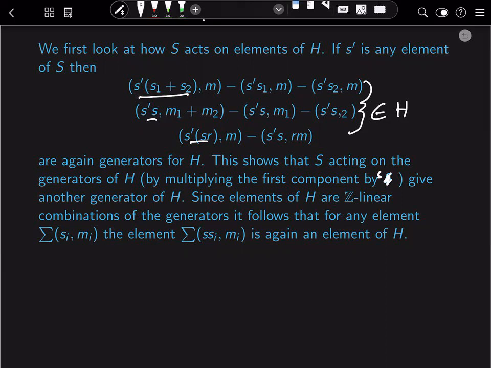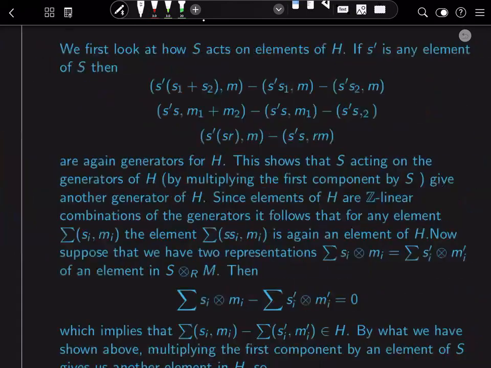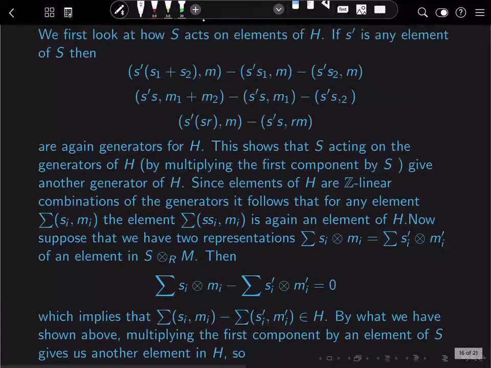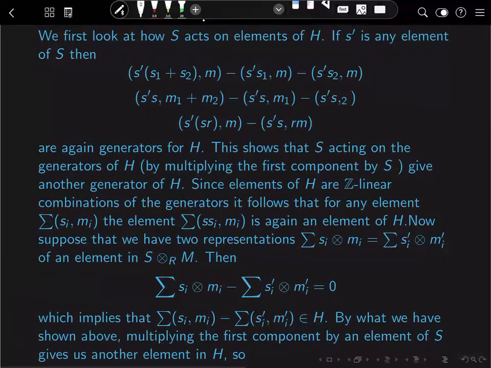And since elements of H are, of course, just Z-linear combinations of the generators, it follows that any element, so this is just some element of H, as a sum of the generators, we can just write it this way. This is going to be an element of the form s s_i comma m_i. So this sum, where we sum over these generators, is again an element of H. Okay, so this is going to be useful when we show that it's well defined, right?